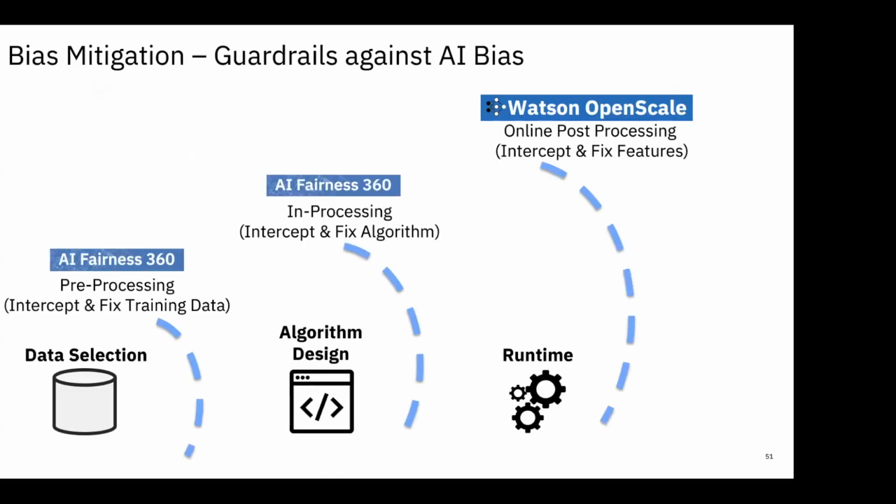So this is the diagram I was talking about. As I mentioned, bias can happen in any part of our process, starting from data pre-processing, data selection, or when we design the algorithm, or in post-production. So AI Fairness 360, that you will have a chance to play around with, we will provide you with the links, will help you to mitigate and fix this problem in early stages, pre-processing and in-processing. And Watson OpenScale will cover those as well as post-processing.